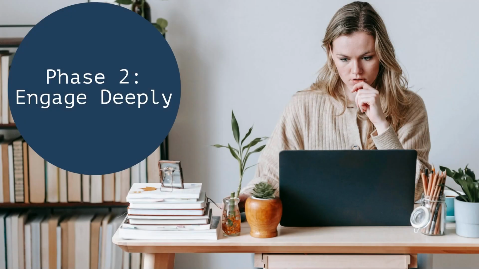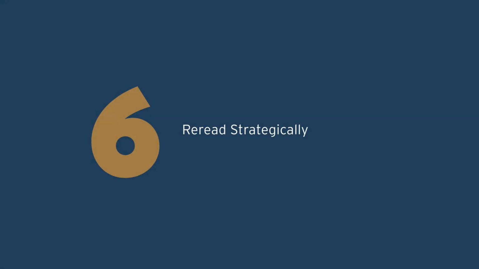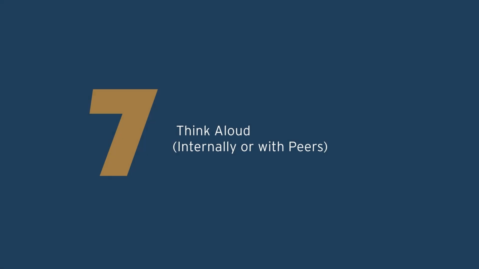6. Reread strategically. Slow down on dense passages, and note that this is just inevitable. We have to sometimes slow down and dive into it. Revisit complex definitions or theoretical frameworks. 7. Think aloud. Do that either internally or with peers. So pause and ask yourself questions like, why is this important? Why does it connect to what I've read earlier, and how does it do that?